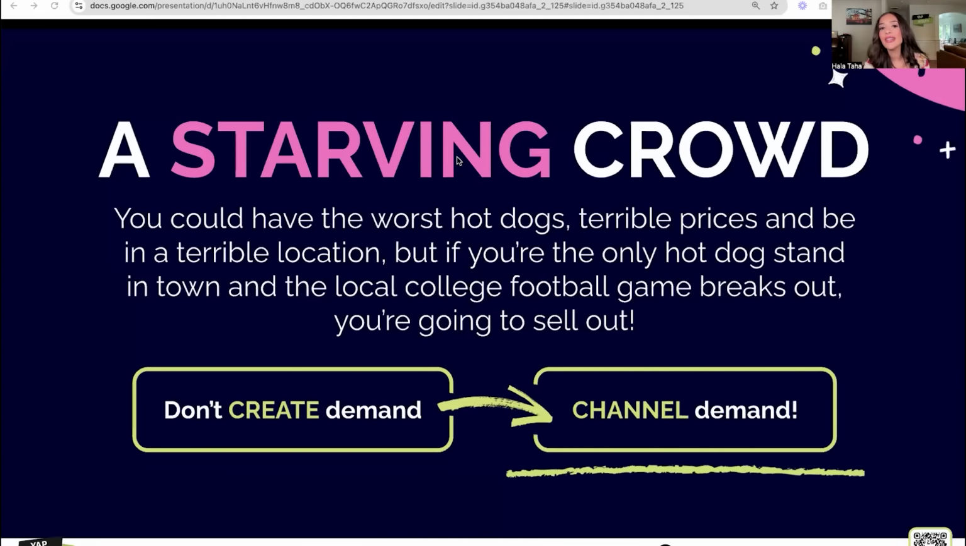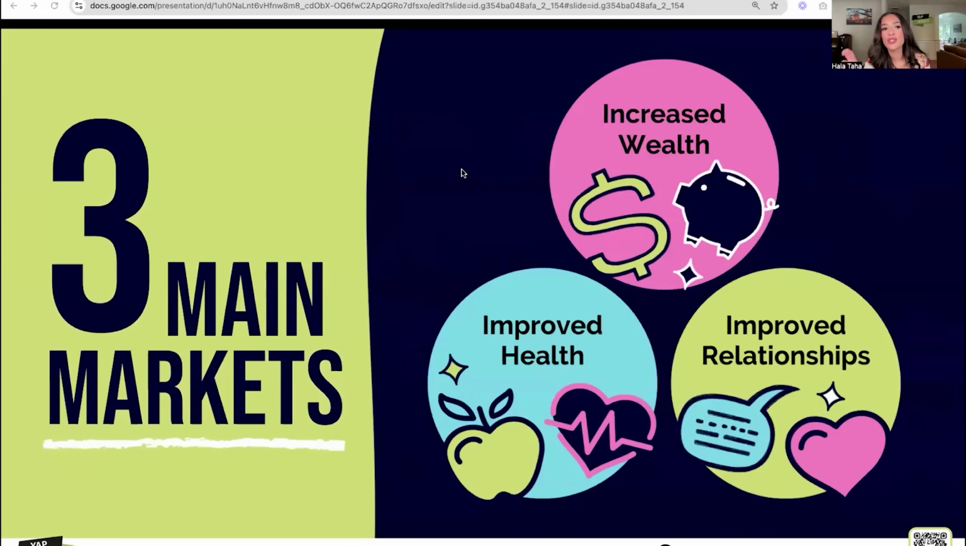Now, when you're initially thinking about an audience, there's really just three main markets that every single personal brand creator entrepreneur falls into. Are you going to help people increase their wealth? Are you going to help people improve their health? Or are you going to help people improve their relationships? These are the three buckets that you essentially have to choose from.